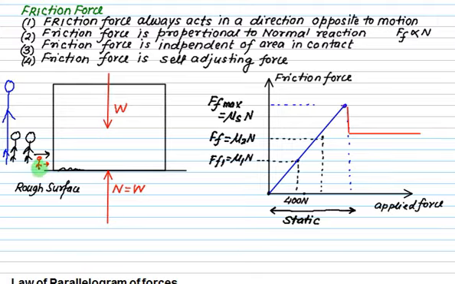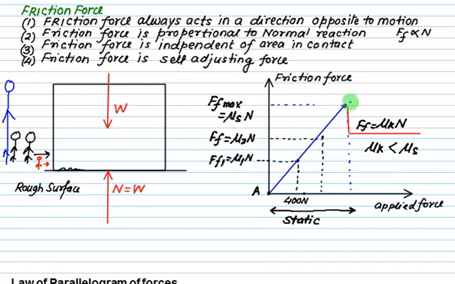That is, the block will remain stationary. But as soon as the kid applies the force, the static condition has changed to dynamic condition. And as soon as the dynamic condition has changed, the friction force has dropped suddenly. And now we have a friction force here which is given by mu k multiplied by N. And remember, mu k is called the coefficient of kinetic friction. And this value is always less than the coefficient of static friction.